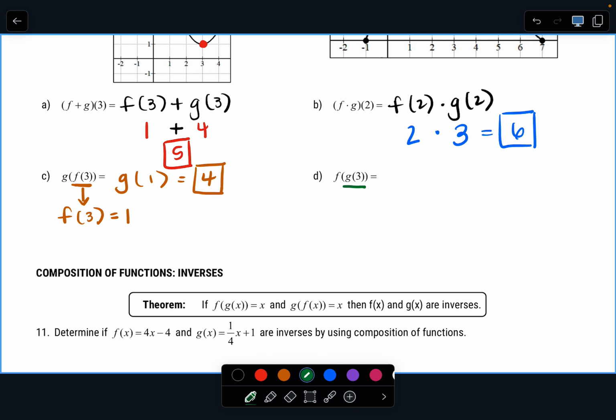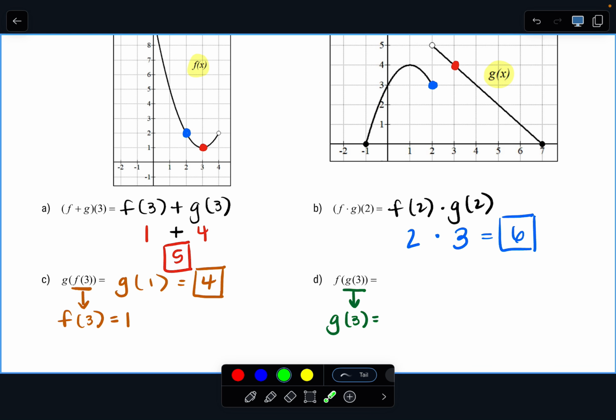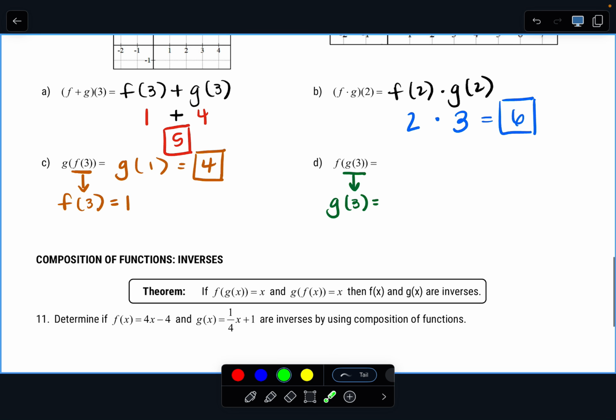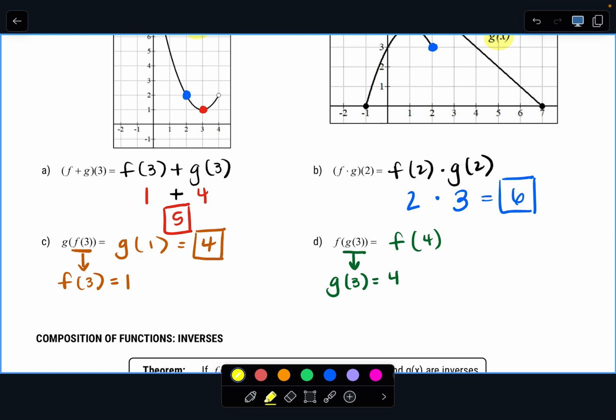Last one. First thing I'm going to find is G of 3. So I'm going to go to my G graph. I'm going to go to where x equals 3. I'm going to look at where I see the graphed line, and figure out what y value is associated with that. It's 4. So that means I'm going to go back, and where G of 3 was, I'm going to plug in 4. Now that I have f of 4, I go to the f graph. I go to where x is equal to 4, and then I go up to my line.